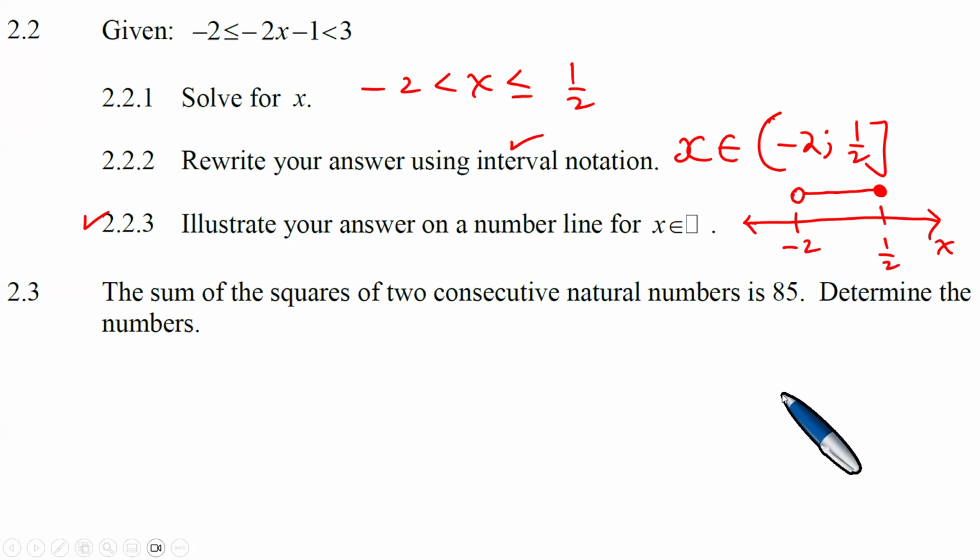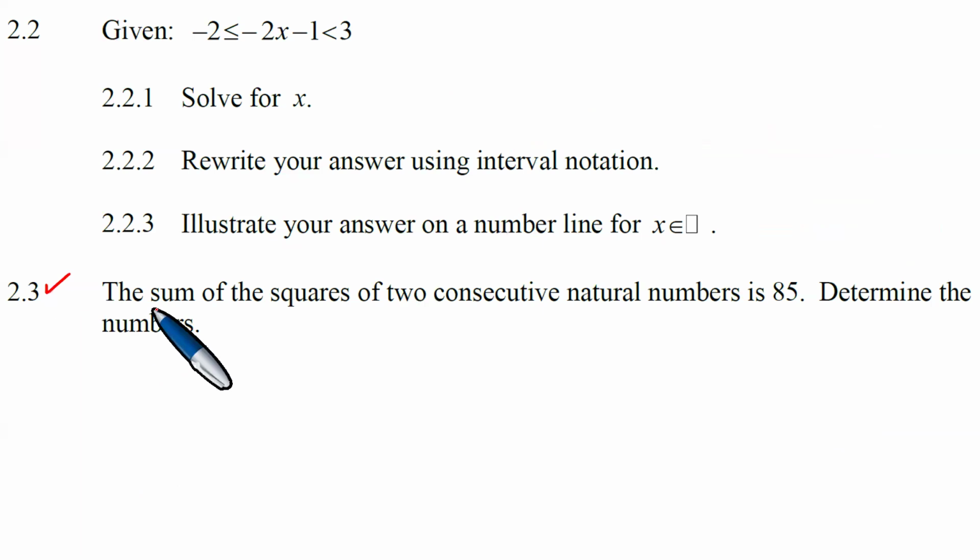Okay, then we go to the next question. The next question is 2.3, and in 2.3 they're saying the sum of the squares of two consecutive natural numbers is 85. Determine the numbers. So what do you do in 2.3? What do you do in 2.3? How do you solve 2.3?